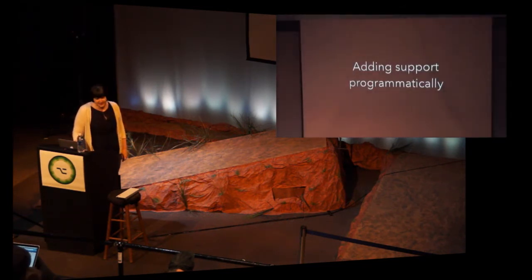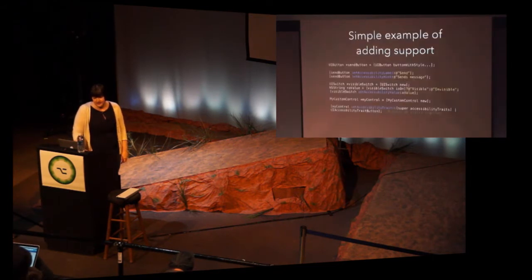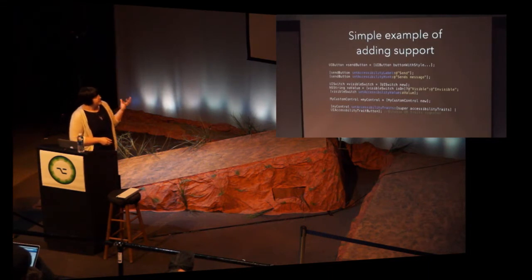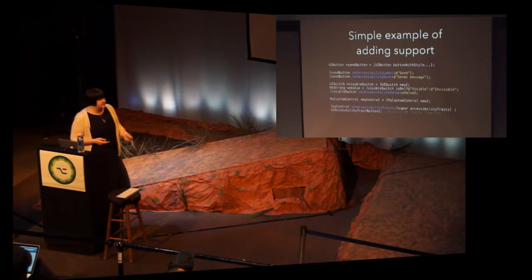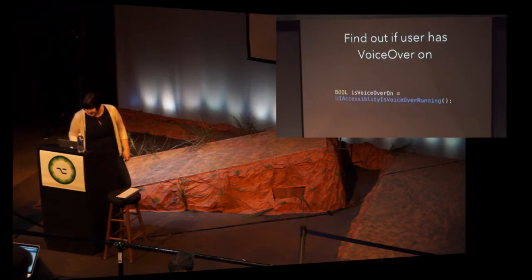If you're doing UIKit-based applications and you want to add support programmatically, again, really simple. If the values aren't changing that often, you can just use the setters. If the values are going to change a lot, then you should actually just override the methods. So you'd override accessibility label, or probably value or traits.